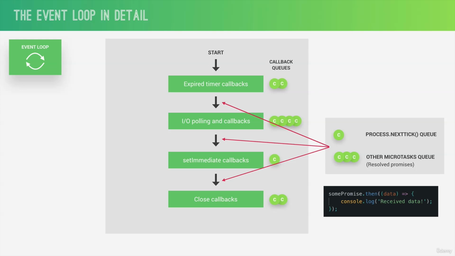So in this case, the promise callback will be executed right after the one from the timer finishes. Okay? And the same logic also applies to the next tick queue, which we didn't talk about yet. So basically, process.nextTick is a function that we can use when we really need to execute a certain callback right after the current event loop phase. It's a bit similar to setImmediate, with the difference that setImmediate only runs after the IO callback phase.